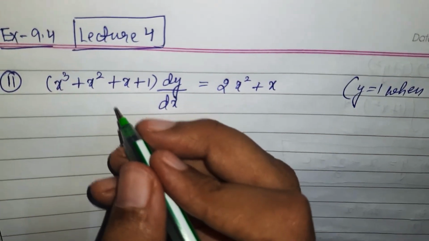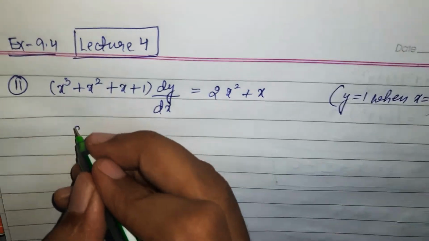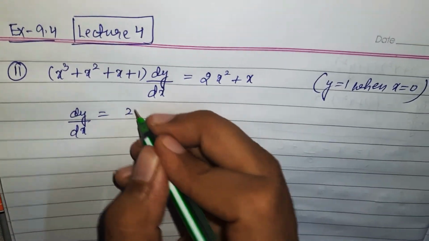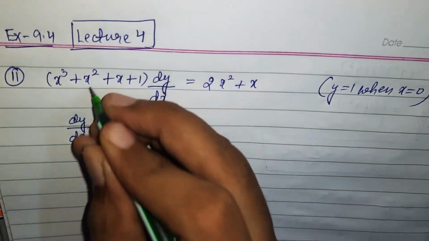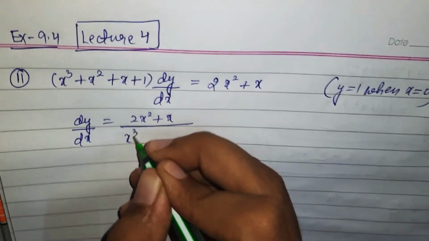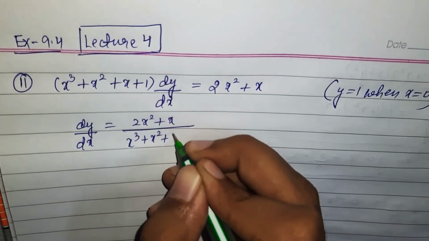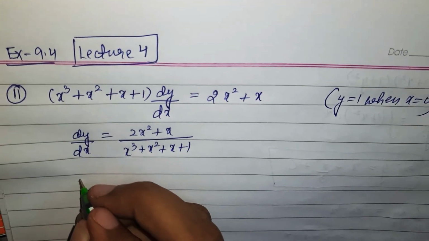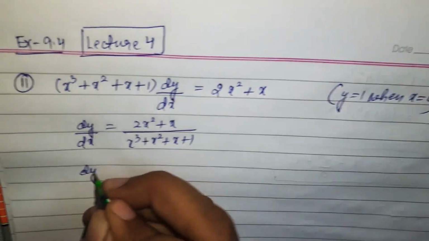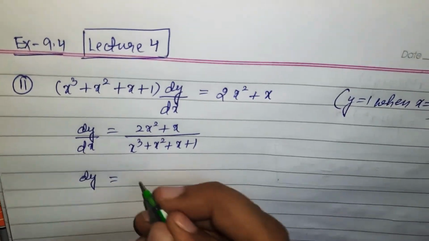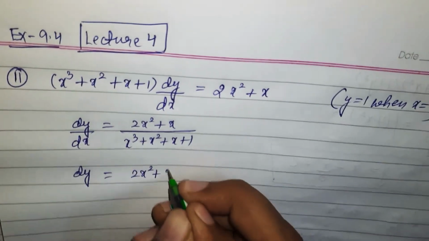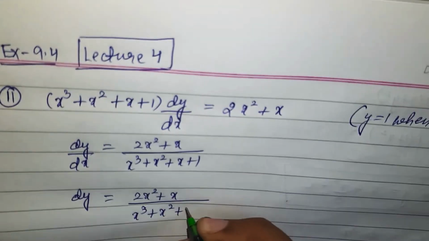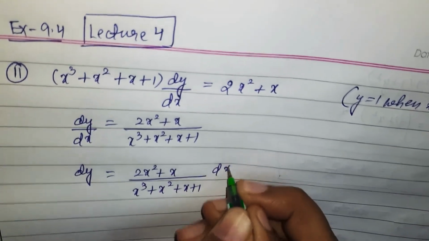Now first make the variables separable. So dy by dx, then 2x square plus x, I am taking here over x cube plus x square plus x plus 1. Now integration can be of any variety, even partial fractions. Integration is very important, you need to remember. dy equals 2x square plus x over x cube plus x square plus x plus 1 dx.